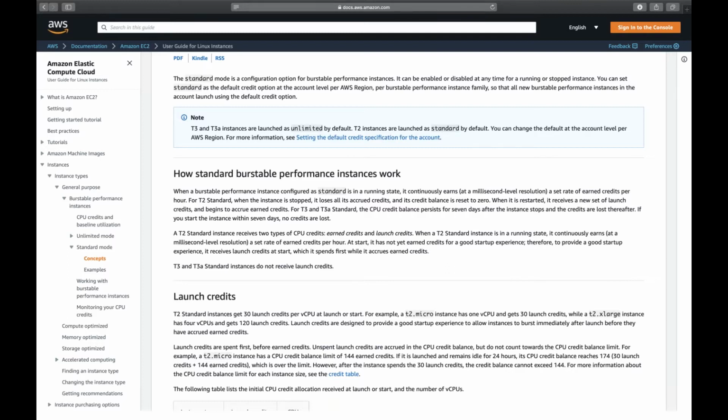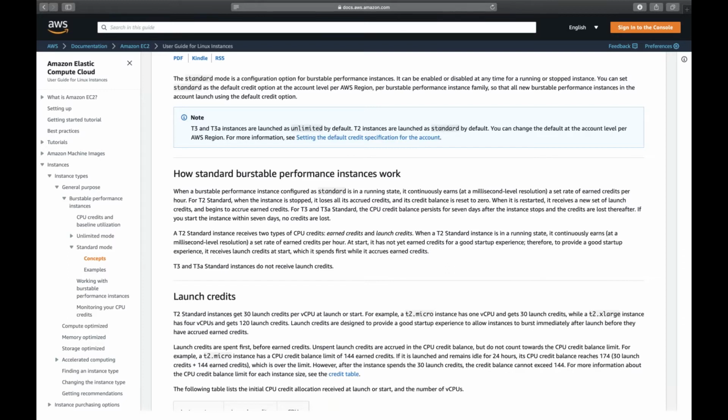For T3 and T3A, the CPU credit balance persists for 7 days after the instance stops, and credits are lost thereafter. If you start the instance within 7 days, no credits are lost. A T2 standard instance receives two types of credit: earned credits and launch credits. Okay, so there's another question: what are the two types of credits? Earned credits and launch credits.